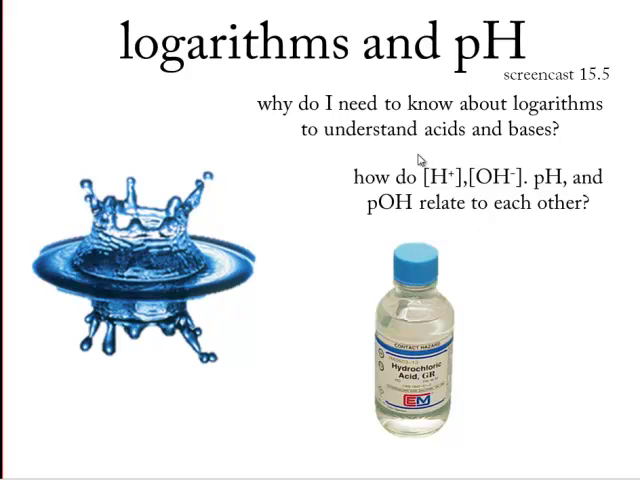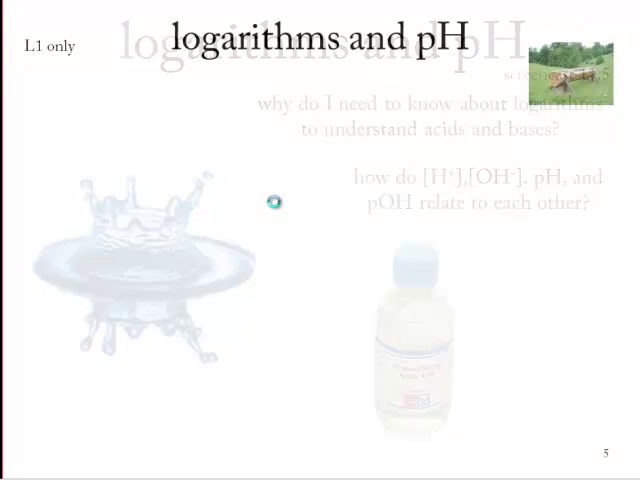The hydrogen ion concentration, that's H plus in square brackets, that means the concentration in moles per liter. The hydroxide ion concentration, that's that bad boy. The pH and the pOH. How do we get one from the other? Let's go ahead and find out.